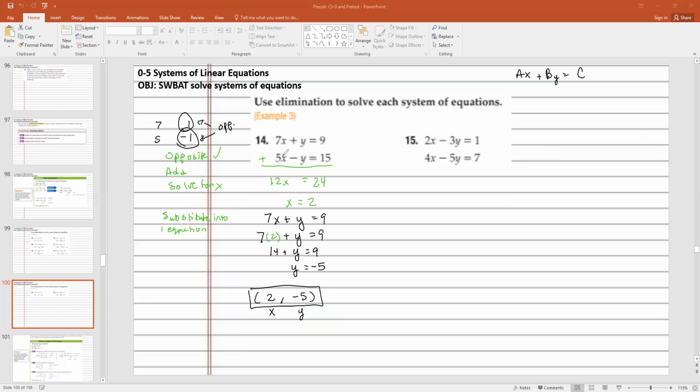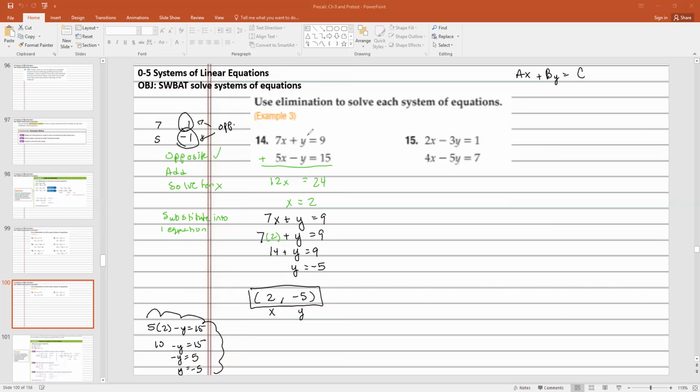All right, and if you plugged it into the 5x, you get the same thing. 5 times 2 minus y equals 15. You get 10 minus y equals 15. Subtract 10, you get -y equals 5. And then take the negative of both, make it a positive y, and you get y equals -5. So it doesn't matter which one you plug it into. You should get the same, because that's where the two lines are meeting. That's that.